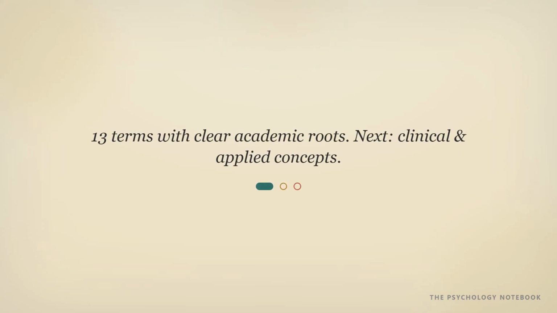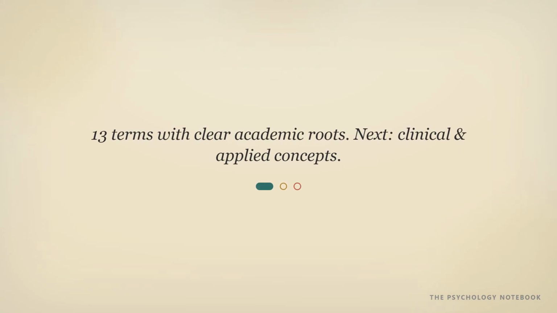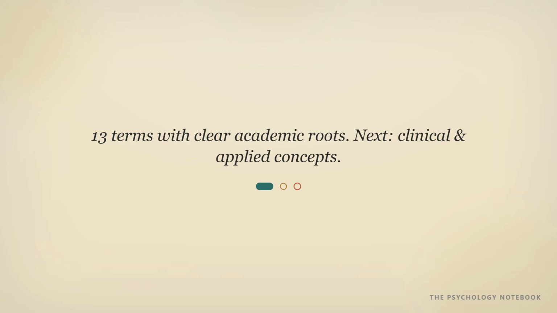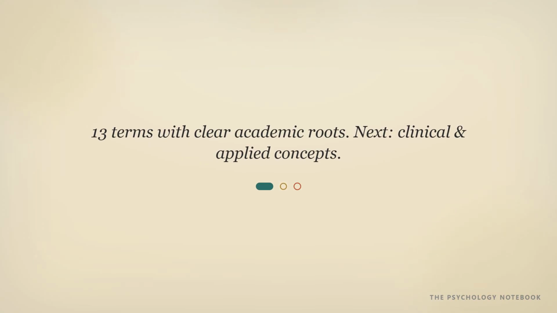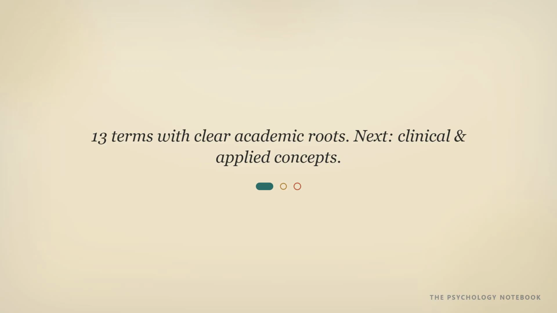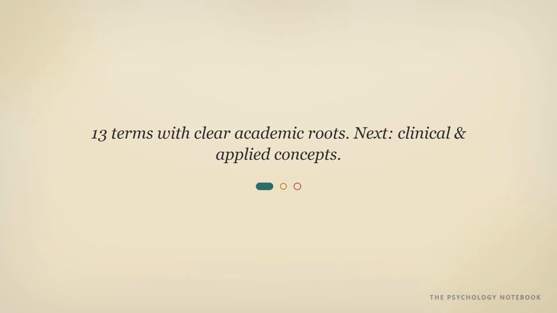Alright, those first 13 terms have clear academic roots. Now we are moving into a slightly different group. These next concepts come from clinical psychology, psychoanalytical psychology, family systems, neuropsychology, and other applied fields. They are still useful, but some of them are used much more loosely online than they are in psychology.